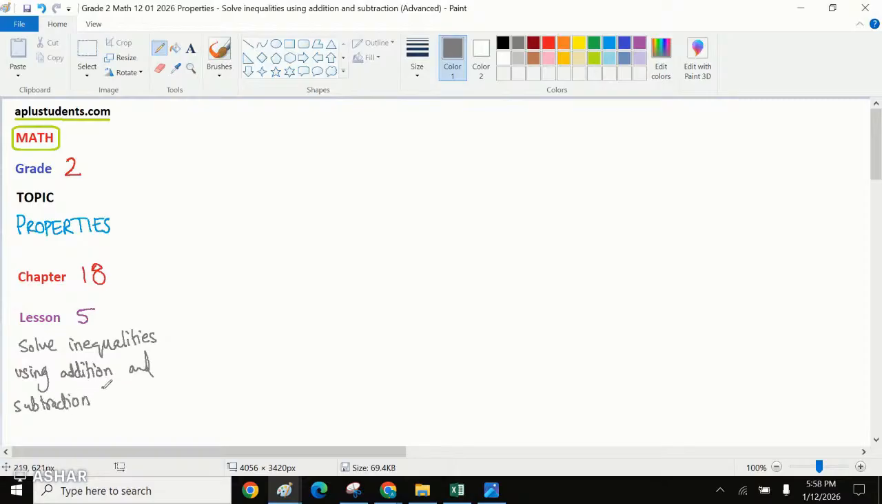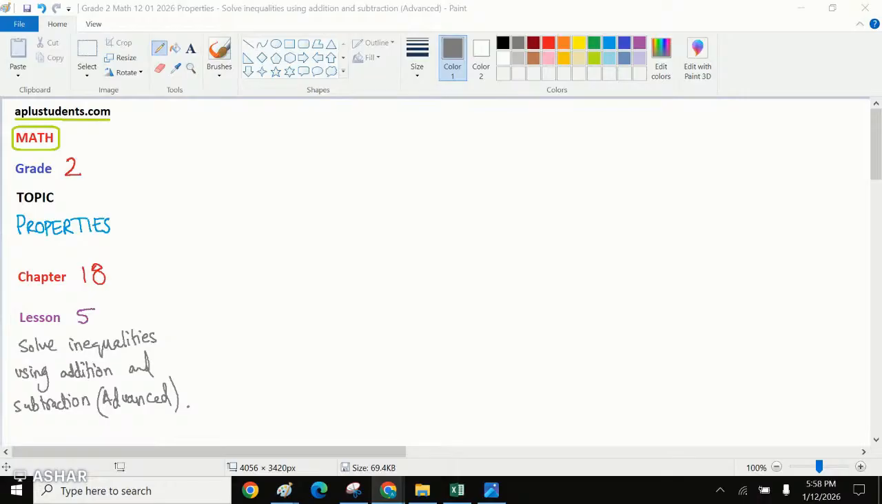And these questions are advanced, okay. The difficulty level would be more. So let's go to grade 2 maths and properties. So let's go to grade 2, chapter number 18, that is properties, and lesson number 5, okay.